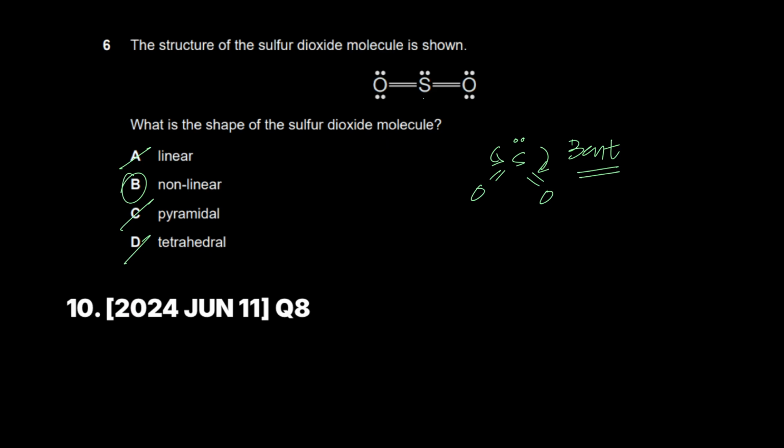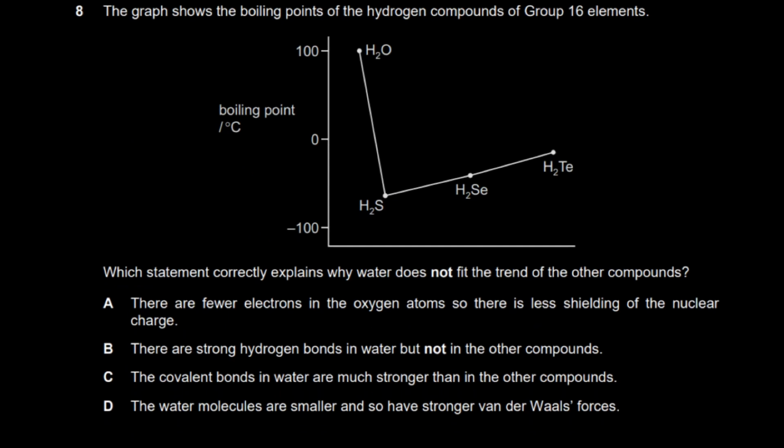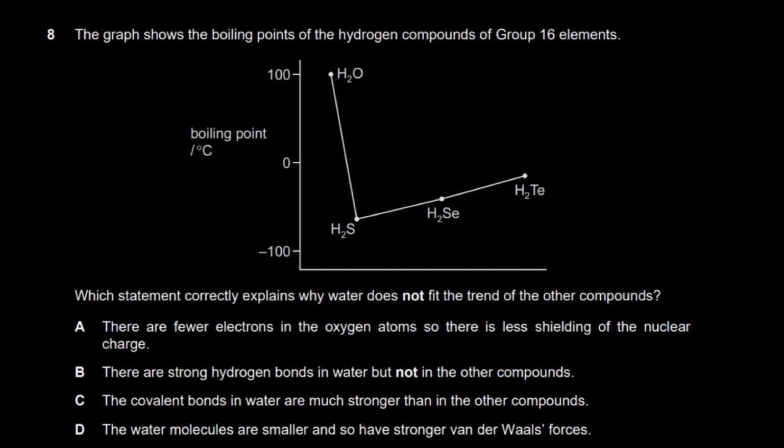That's it, guys. Next. The graph shows the boiling point of hydrogen compounds in group 16. Without even looking at anything, have I not shown you these graphs? That's why graphs are so important. What explains this dip right here? What explains this dip between H2O and the other group 16 hydrides? How do you explain this dip?